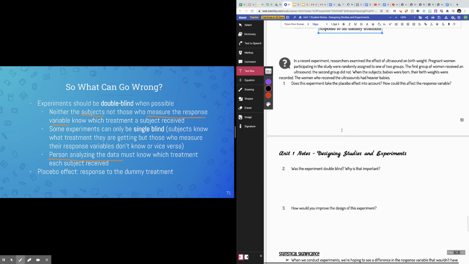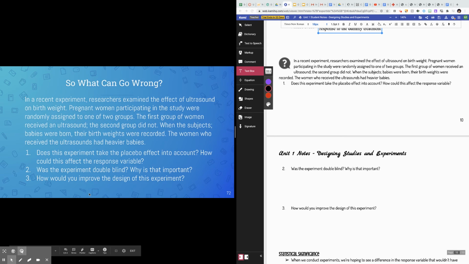Okay, so here on the screen, on the left side, I'm going to present you with a scenario. We're talking about ultrasound and birth weight. There are pregnant women that were assigned to one of two groups. In the first group, they received an ultrasound. The second group did not. Then when the babies were born, they recorded birth weights. And the study found, or the experiment found, that women who received the ultrasound had heavier babies.